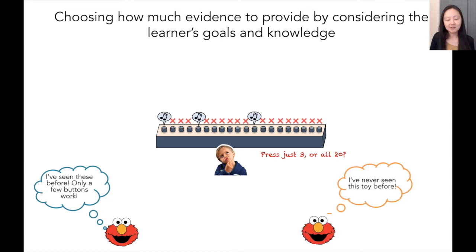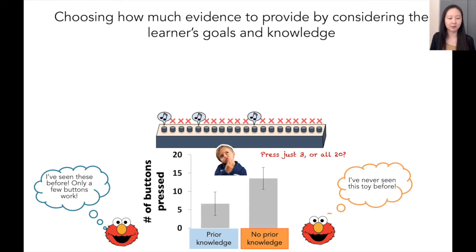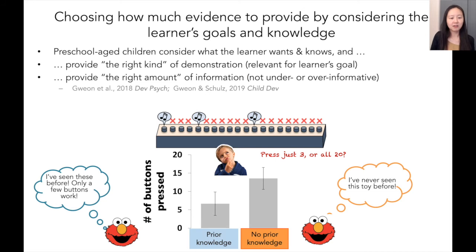But if the learner has never seen toys like this before, showing just 3 would be misleading because the learner might think that, well, everything might work the same way. So it's incredibly important to show every single button, even the inert buttons, even though it might be costly to demonstrate all 20. And that's exactly what 5-year-old children do. They press different numbers of buttons to teach the same toy, depending on what the learner understands and knows and expects. So what we have shown overall is that children consider what the learner wants and knows and provide the right kind of information and the right amount of information for the learner.